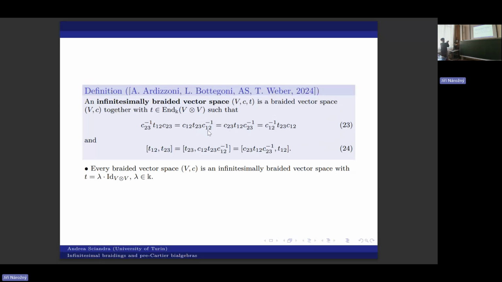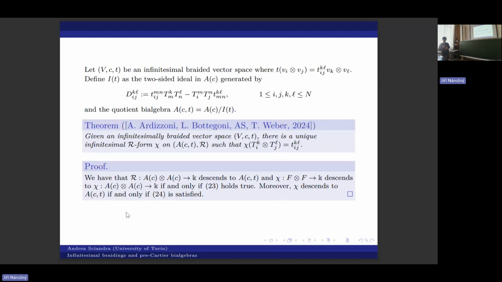So the first equalities are needed to obtain that the quasi-triangular structure descends to the new quotient and chi descends to AC. While this one is needed, and is an if and only if, in fact, to obtain that chi descends also to the new quotient. So these are exactly the conditions that we need. In fact, we have an if and only if. So the R of AC descends to this new quotient, and the chi defined in this way descends to the AC and to ACT if and only if the equality holds for all V. So VCT is an infinitesimal embedded vector space.